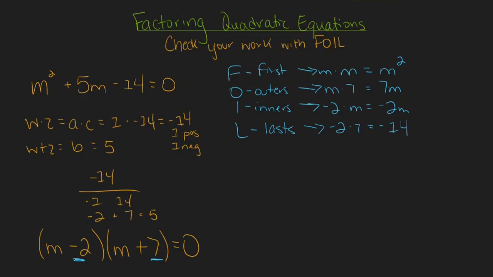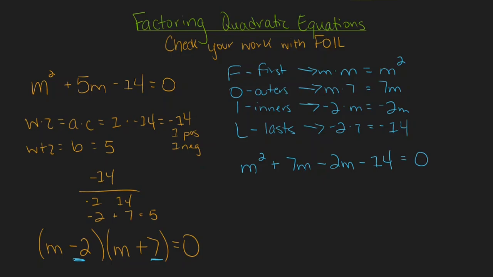Now that I have all of these values, I can bring them together into a single equation where they are added together, accounting for any negatives that we may have had in our answers as well. So I have m squared plus 7m minus 2m, and again I'm using a minus sign here because our multiplication answer was negative 2m, and minus 14. And remember that this is all still equal to 0.